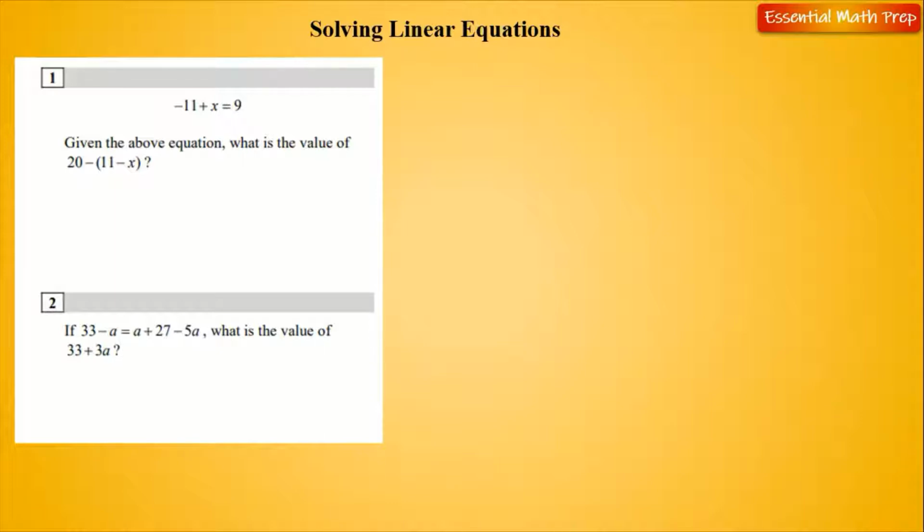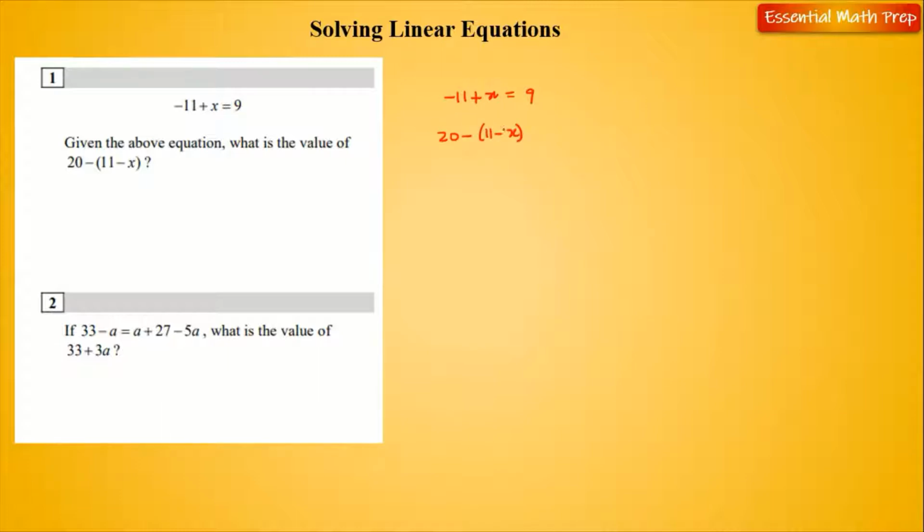Let's get started. So in the first problem, we have negative 11 plus x equals 9. Given the above equation, what's the value of 20 minus 11 minus x, right? Now there's probably an easier way, and then there's probably a slightly more difficult way to do this problem. We have negative 11 plus x equals 9, right? Then what we have to solve is 20 minus 11 minus x.